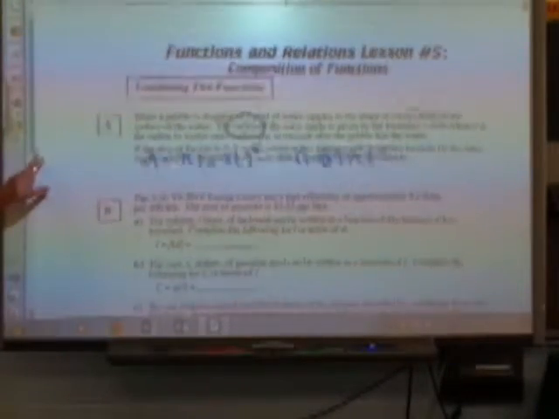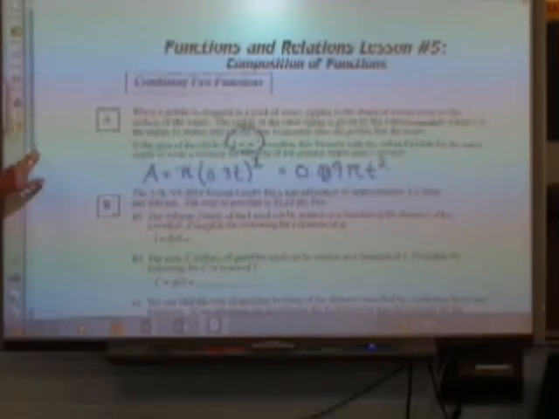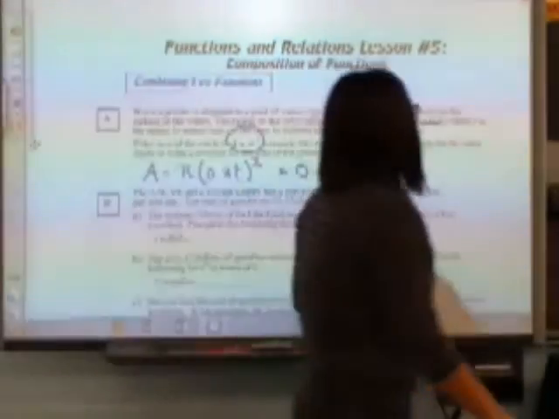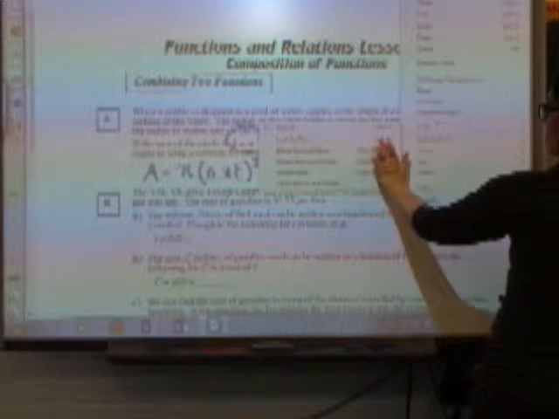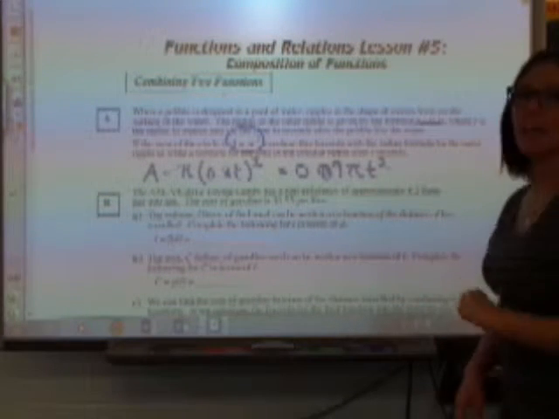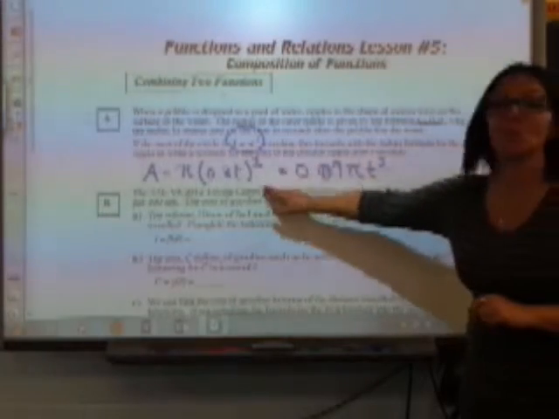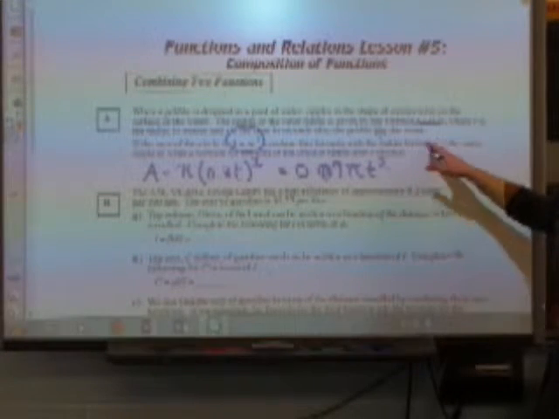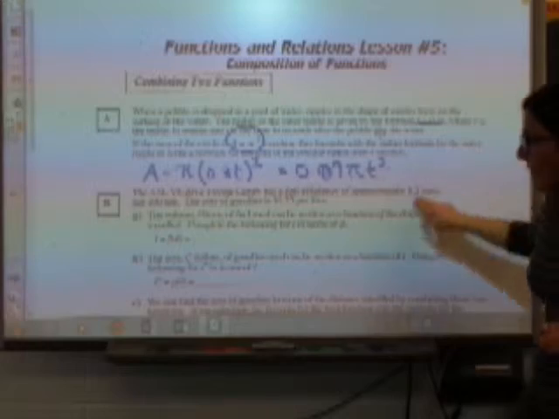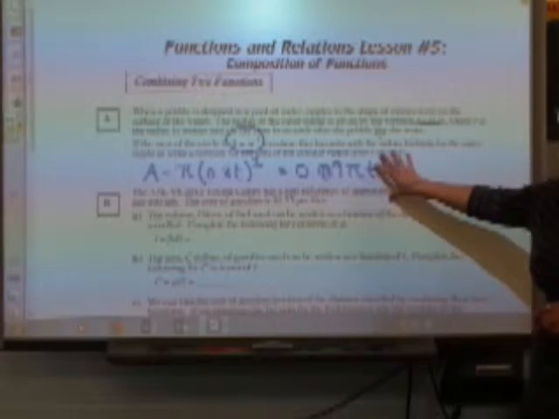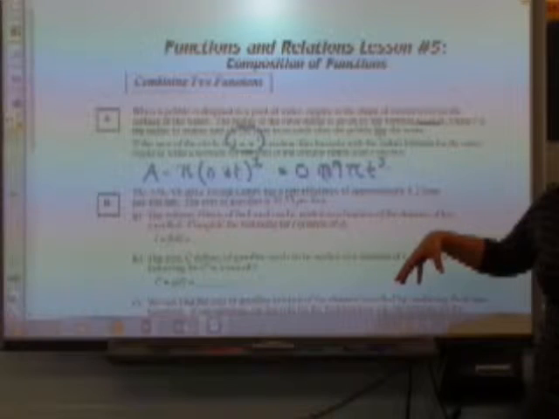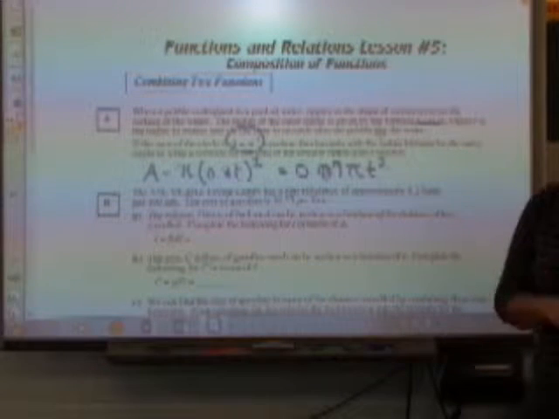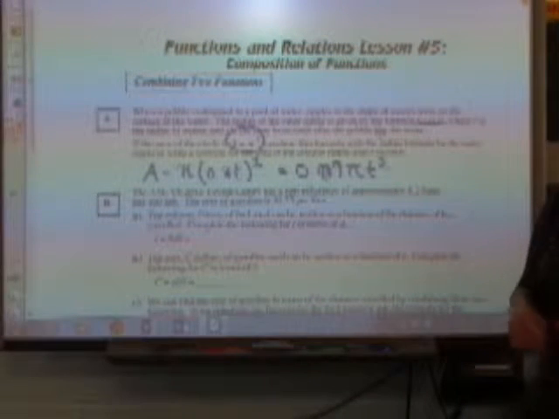Now if you were asked what is the area of the circle after 3 seconds, I can use this formula. So rather than having to put 3 into here and then put the radius into there, I can put 3 into this new equation that I've created. That's what you're doing with a composition function.